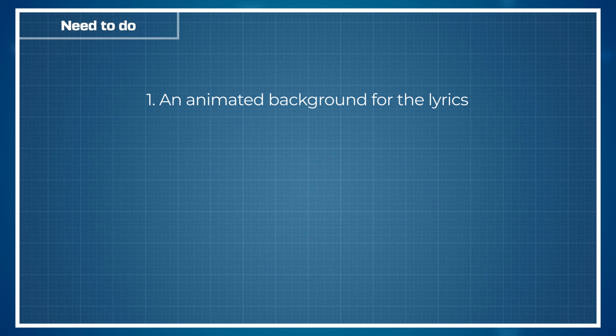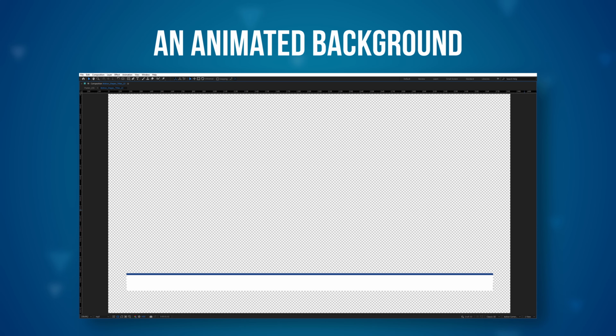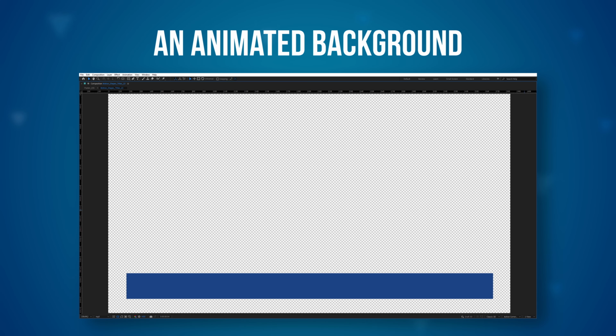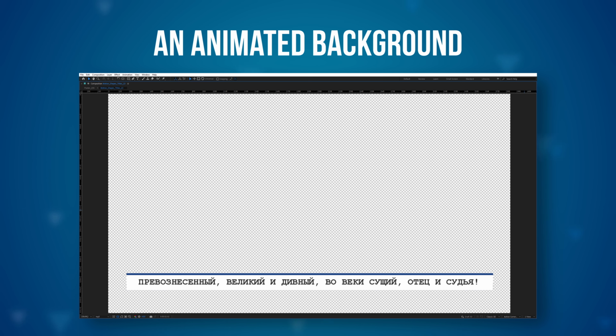First, we need an animated background for the lyrics. I made mine using two rectangles. The bottom one is blue to match the overall graphic style, and the top layer is white. It's the top white layer where I plan to display the song lyrics.